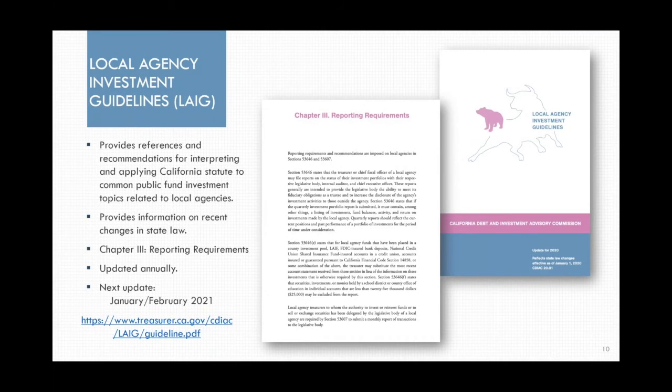Not long after the Orange County bankruptcy, CDIAC developed the Local Agency Investment Guidelines, often referred to as the LAIG. The LAIG was developed to aid local agencies in meeting new statutory requirements applied to public fund investment activities. The LAIG is more of a practical guide and is laid out in a question and answer format, addressing commonly asked investment-related questions. Questions on reporting requirements have been fielded by CDIAC since those requirements were added to statute. Chapter 3 of the LAIG is focused on public agency investment reporting requirements, covering much of the content in this presentation.